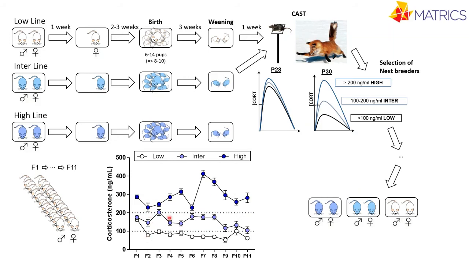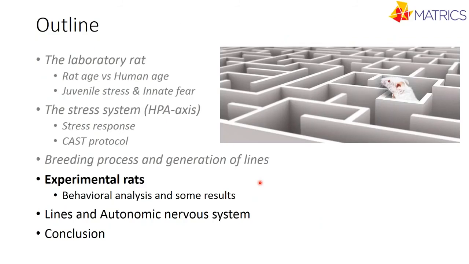And here are the results of the corticosterone. And you can see that already from F1, the high lines were highly responding. And then the intermediate and the low line segregated in different corticosterone patterns. Even if you can see some variability between the generations, the trait is pretty stable, and we are pretty sure that we have a genetic selection for this adaptation to stress during the juvenile period.